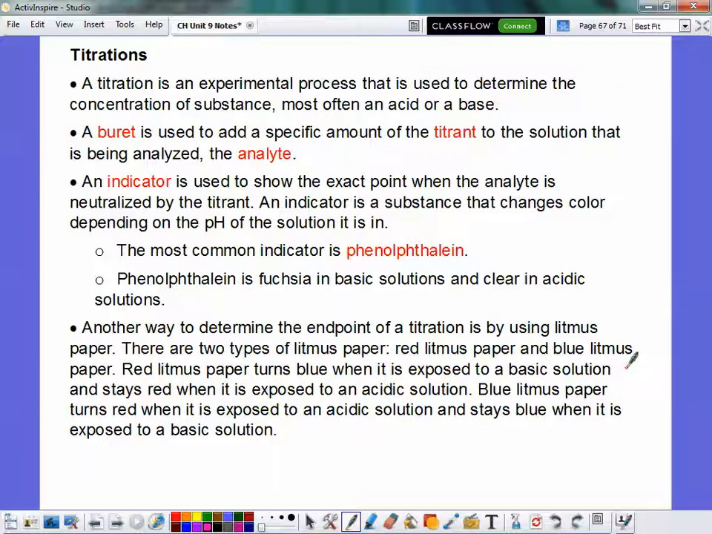So in a titration, the piece of equipment that we use is called a burette. Okay? We haven't used a burette in a while. We looked at them at the beginning of the year. A burette is used to deliver a specific amount, and you can measure how much of the substance you've delivered. What you're adding is called the titrant. This is the substance that has a known concentration. So that's a substance we know the concentration of, and it's being added to the substance we don't know the concentration of, which is called the analyte.